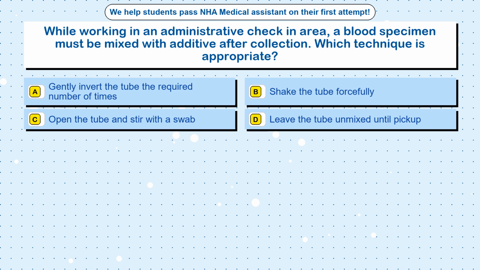Question 59. While working in an administrative check-in area, a blood specimen must be mixed with additive after collection. Which technique is appropriate? Option A, gently invert the tube the required number of times. Option B, shake the tube forcefully. Option C, open the tube and stir with a swab. Option D, leave the tube unmixed until pickup.